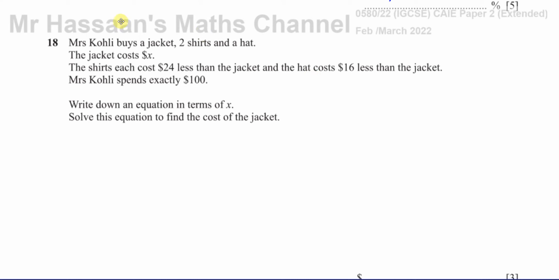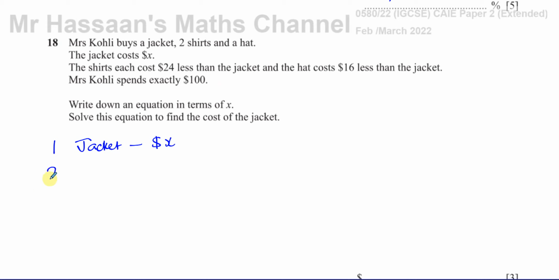It says Mrs. Kohli buys a jacket, 2 shirts and a hat. The jacket costs X dollars. So she buys one jacket, and that costs her X dollars. And she buys 2 shirts, and the shirts each cost $24 less than the jacket. Okay, so each shirt costs $24 less than the jacket.